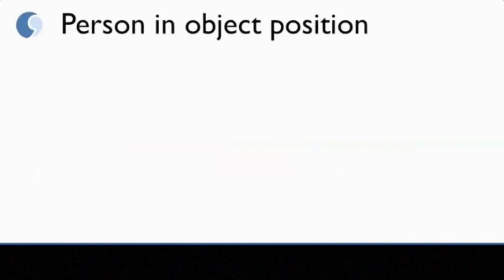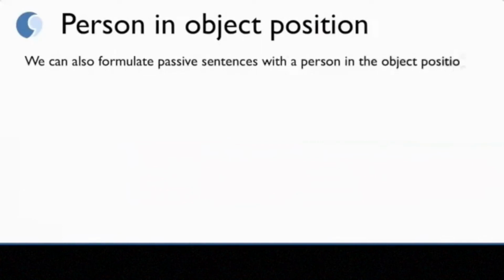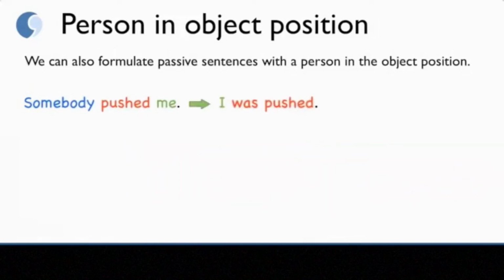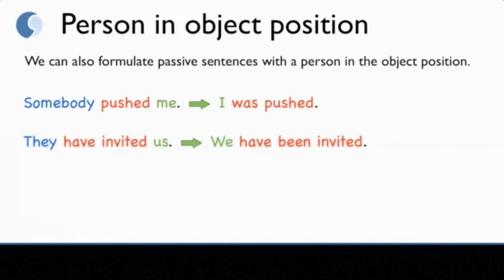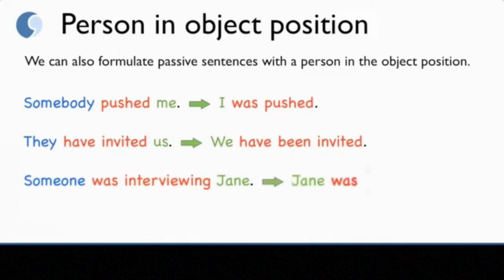Right, let's look at the person in object position. We can also formulate passive sentences with a person in an object position. For example, somebody pushed me. They can say, I was pushed. They have invited us. We have been invited. Someone was interviewing Jane. Jane was being interviewed.